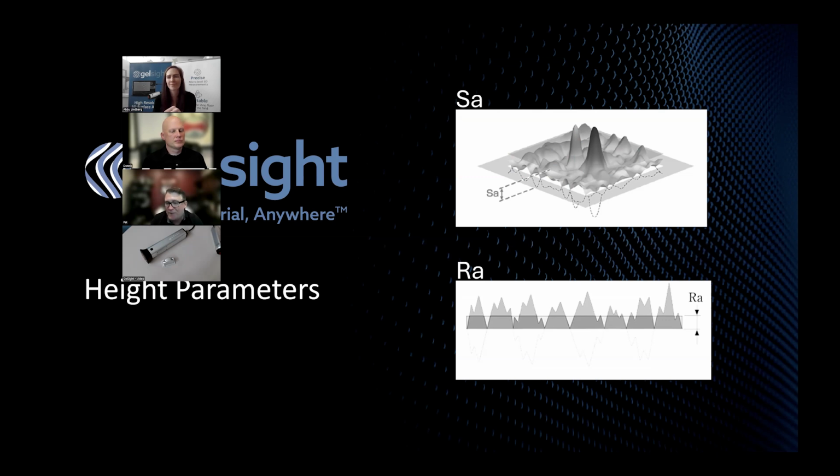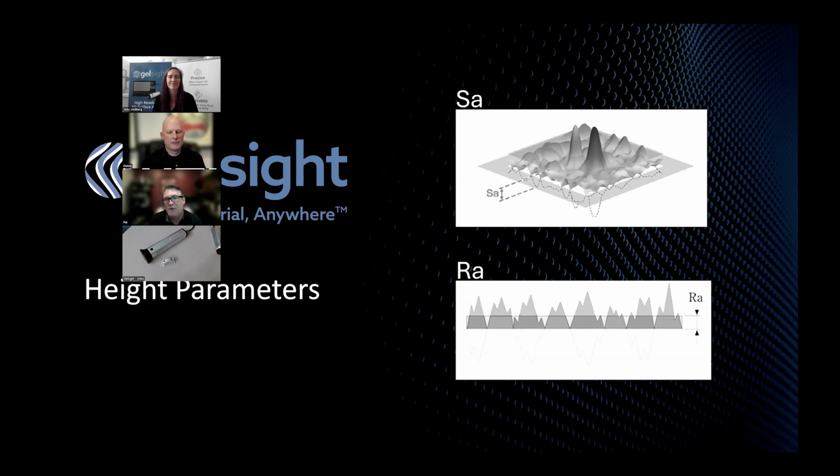RA is very similar, but it's computed off of one line through that surface. And that line may have 10,000 data points as opposed to 15 million. So SA in general, I would say, is a more robust parameter because it's measured over so much more data. I get asked all the time, can I just substitute SA for RA?